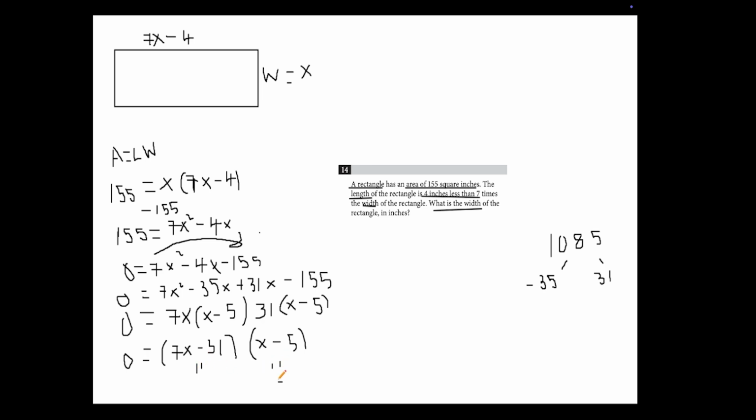That should be a plus symbol right there. So 7x minus 31 is equal to negative 31 over 7, and x minus 5 is equal to 5. We know that our width has to be a positive number, so our answer is 5. So that makes width W equals 5.